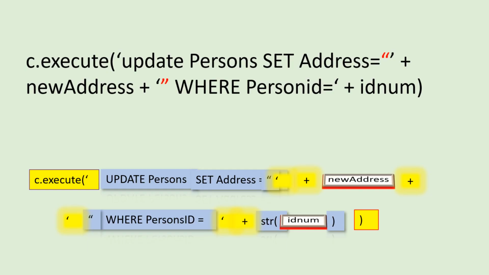Here we've got the Python execute code with the update inside. So we've got the update, the table name persons. We're going to set the address to the new address where the ID equals the ID number. So in this example, the blue is the SQL. We've got our new address and ID number, and the yellow is our Python code. So let's go through these in stages.